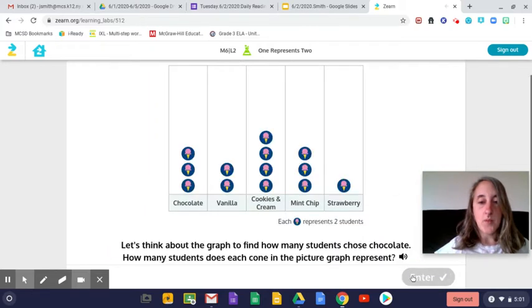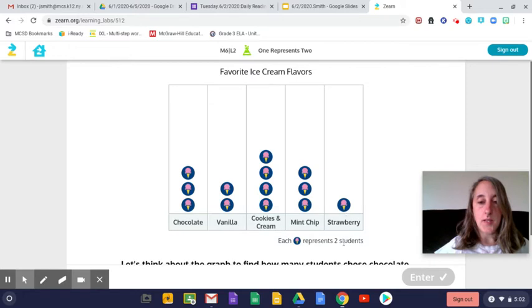So if you look, boys and girls, if each of these represents 2, you're going to count by 2s for chocolate. So there's 3 of them, but count by 2s. 2, 4, 6, or 3 times 2 is 6.